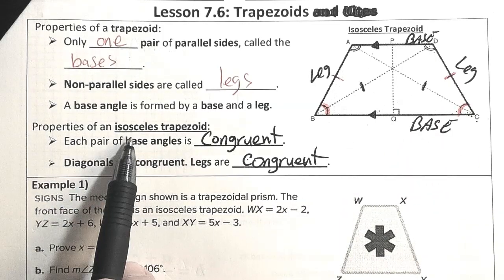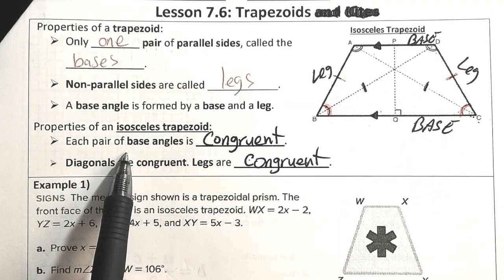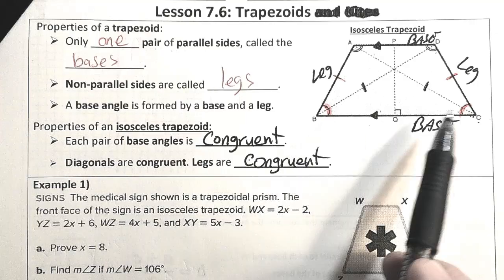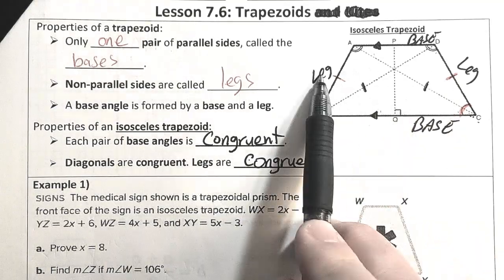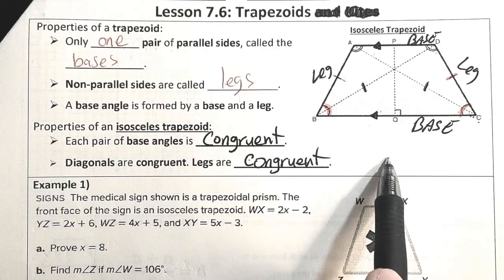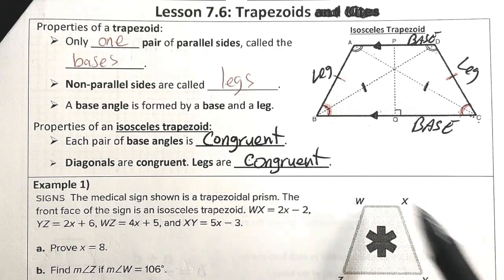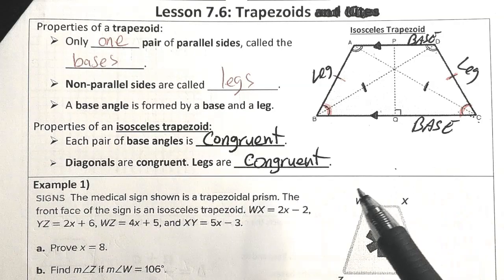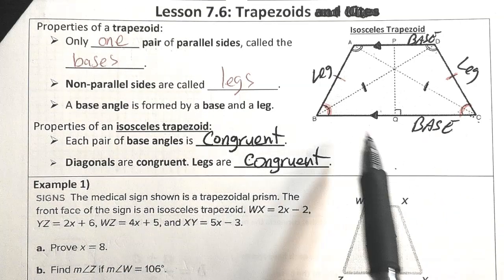Properties of an isosceles trapezoid. Each pair of base angles is congruent. That makes the legs congruent because the sides are congruent. It'd be just like the triangle: when the two sides are congruent, the two base angles are congruent for the isosceles triangle as well.